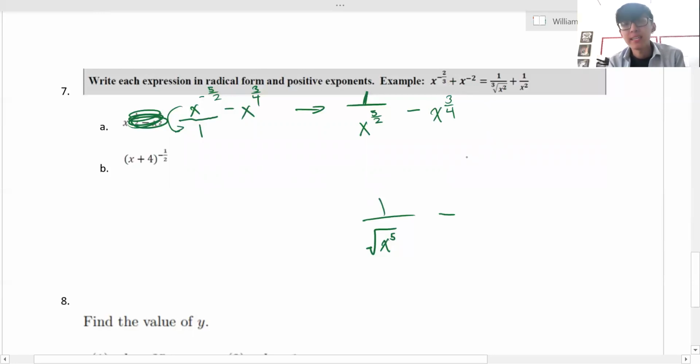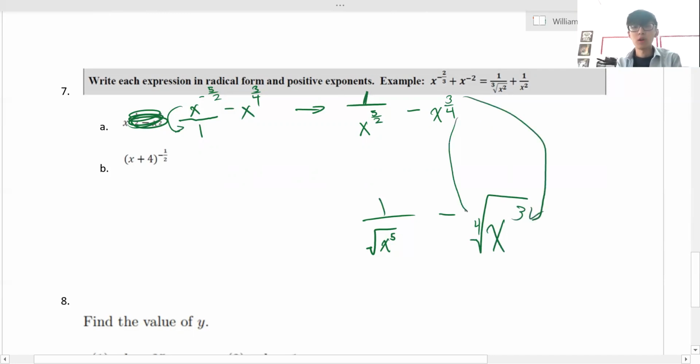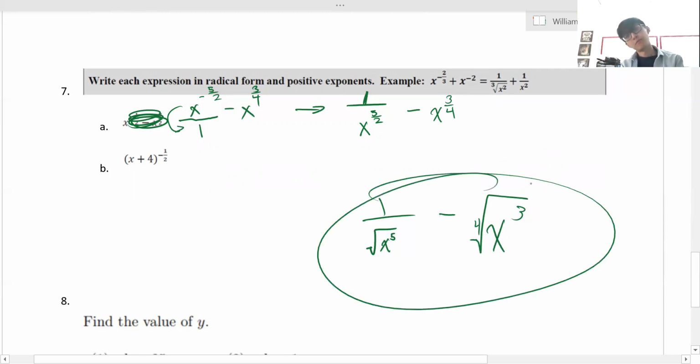This one, same idea, x to the 3/4. Remember, the 4 goes here, and the 3 would go here, and then the x goes there. Right, so the 3 goes in the exponent, the 4 goes in the root. That's our answer. So that would be our answer.